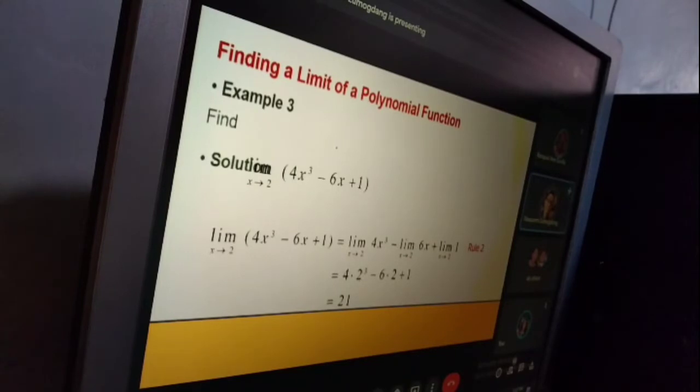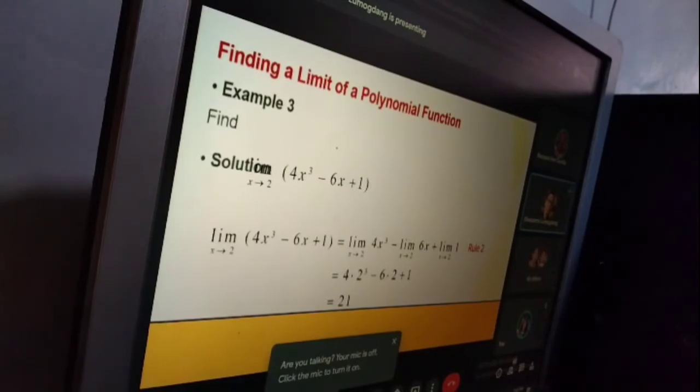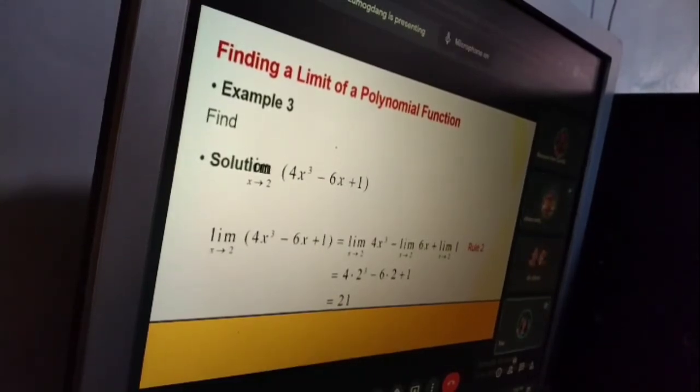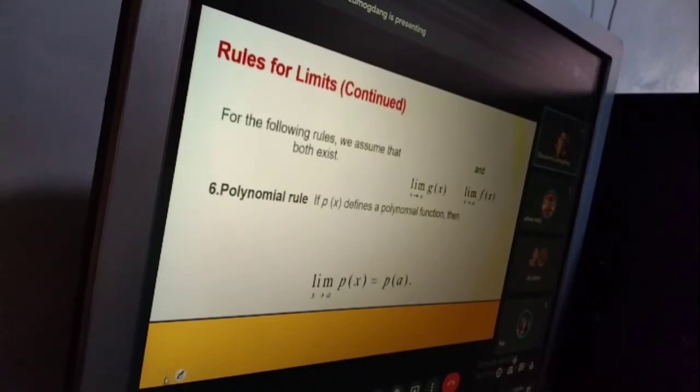So 2 cubed is 8. So 4 times 8 here is 32. Ito siya ay also 12. So 32 minus 12 is 20. 20 plus 1 is 21. Question sa example 3? Wala po. Wala na po. Okay. Next.